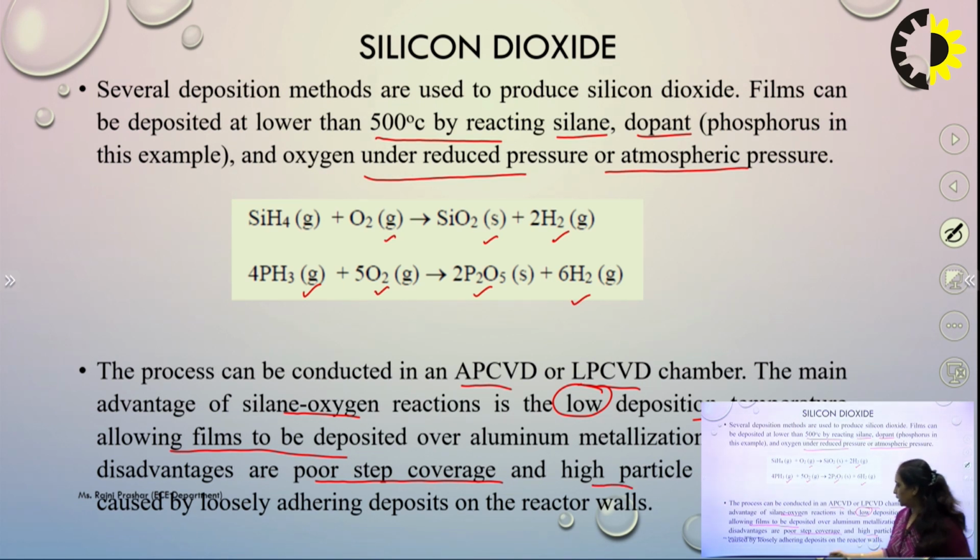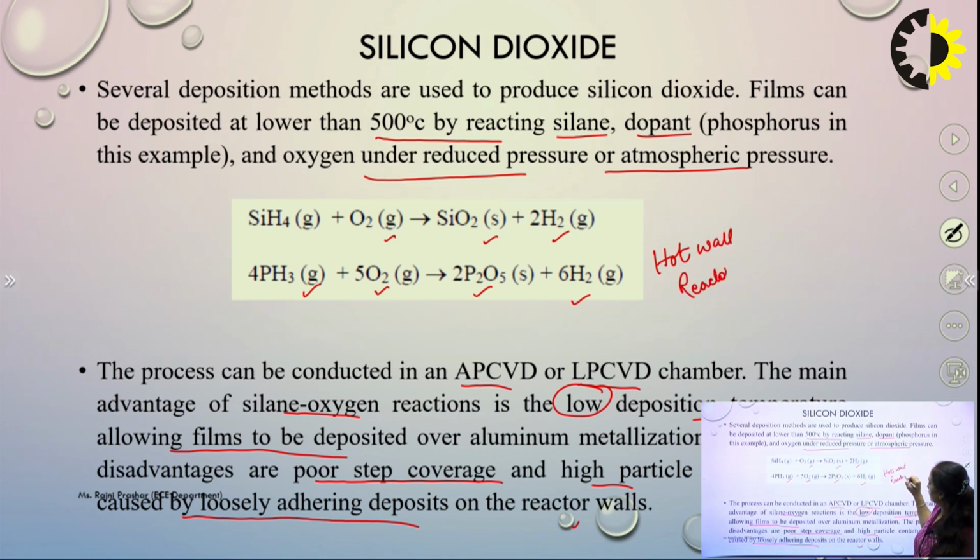High particle contamination will be there because of loosely adhering deposit materials on the reactor walls. We have seen in the reactor chambers, especially in the case of hot wall reactor chambers, that we may have some dopants flying inside the reactor chamber. They may go and sit on the substrate, and they will finally lead to contamination.